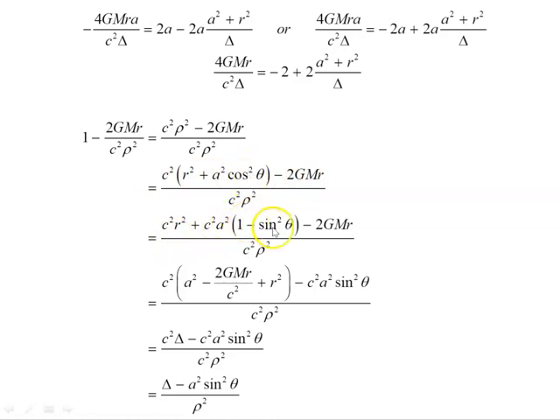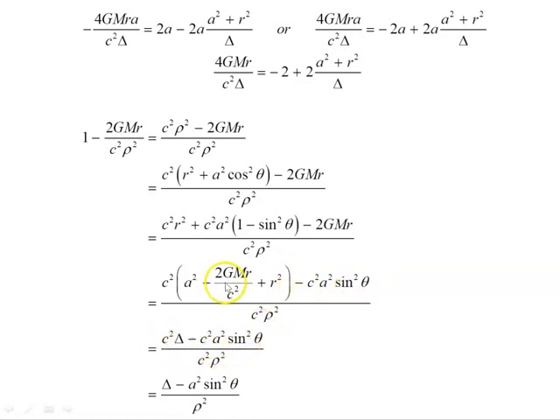Again, replace cos squared theta with 1 minus sine squared theta. So when we do that, we end up with c squared a squared here. We end up with c squared r squared. And then we end up with minus 2GMr here over c. So put that over c, because c squared times that cancel and we get this object here. So that looks like a delta. Minus c squared a squared on that.